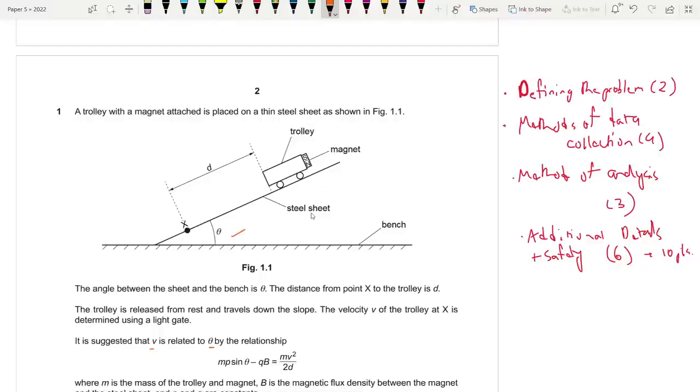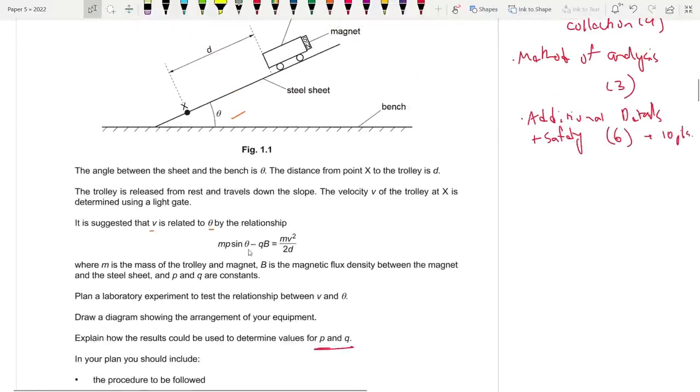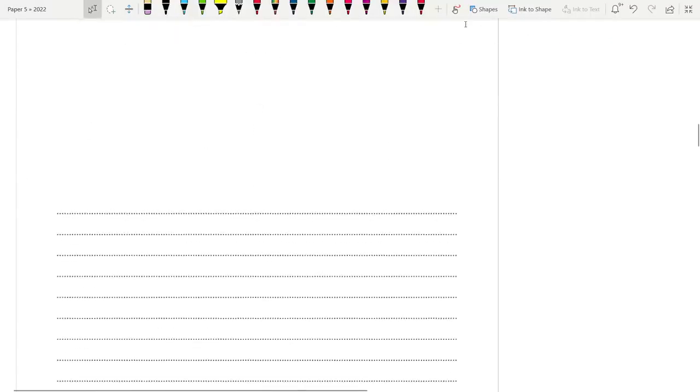Then it's going to fall down the slope. Then we're going to find out the speed. So clearly, speed is coming after the angle. This means that theta is the independent variable, and v is the dependent variable. So that's our first mark. Theta is the independent variable, and v is the dependent variable.